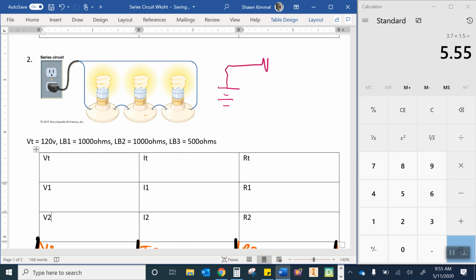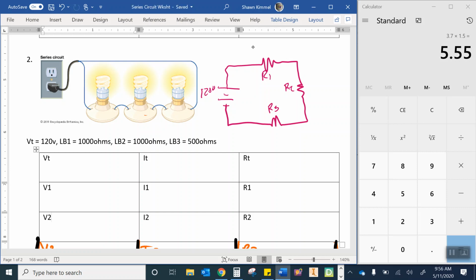And my first light bulb, second light bulb, third light bulb. So that right there is 120 volts. This is my resistor one, resistor two, resistor three. And then I've got to put in their ohmages.